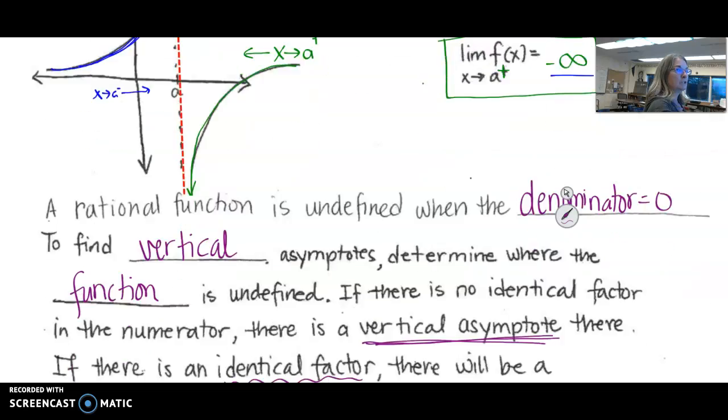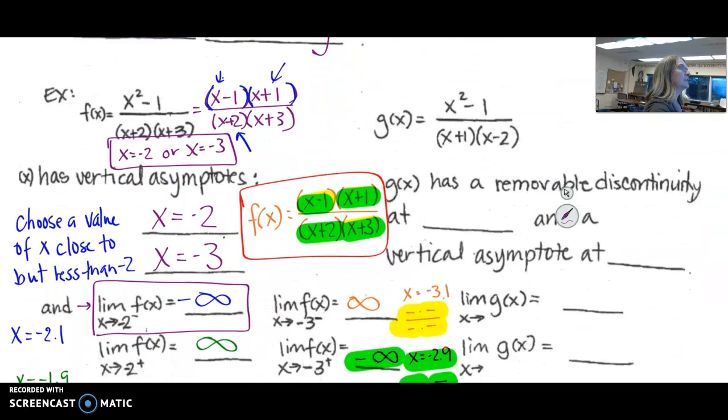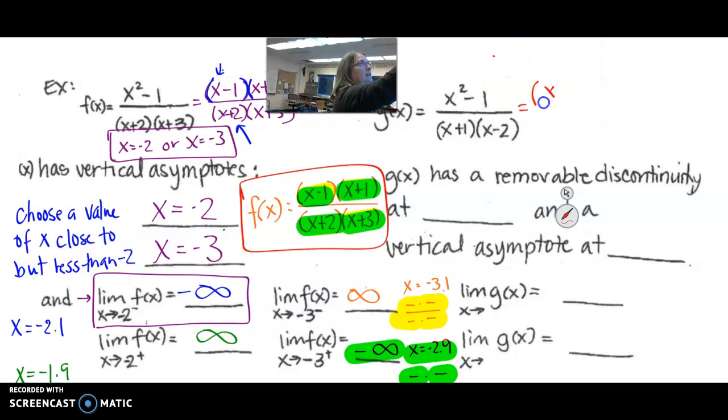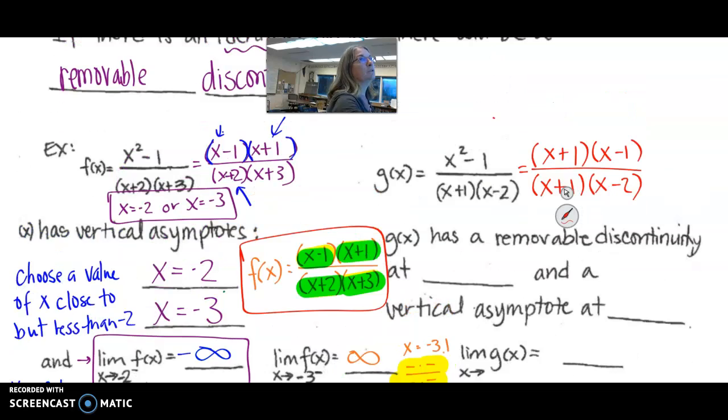Okay, so let's do the second example in your notes with g of x, which is x squared minus 1 over x plus 1 times x minus 2. So what you want to do here is factor. Let's start by factoring this numerator. I'll move myself over here. So it's a difference of squares again, same as the previous example. It's going to factor into x plus 1 times x minus 1. And then I have divided by x plus 1 times x minus 2. So notice we have the same factor in the numerator as we do in the denominator of x plus 1. We can remove that factor.